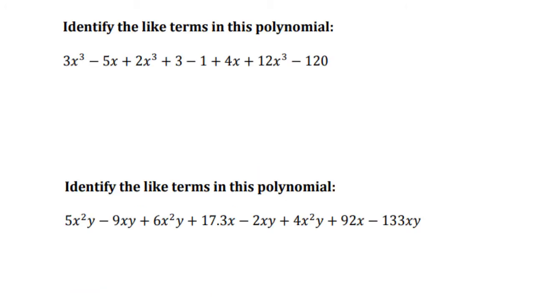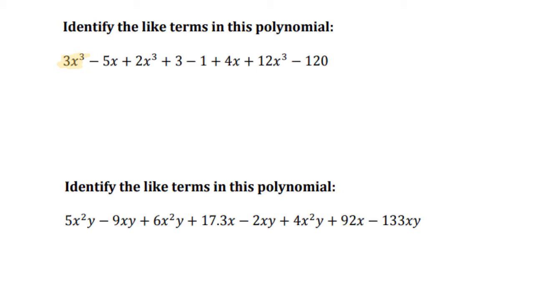In our first example, we are asked to identify the like terms in this polynomial. We've got a very long polynomial expression, with lots of terms either being added or subtracted together. So what we want to do is scan across and identify all of the like terms. I'm going to start with this first term here, which is a 3x cubed. To find like terms that would match with the 3x cubed, I just need to look for any other terms that also have x cubed.